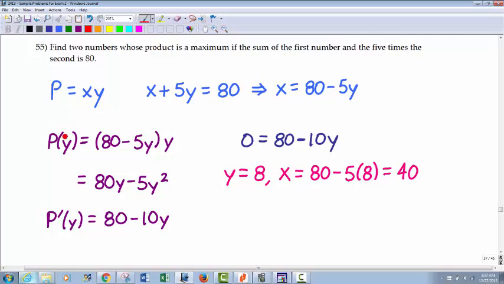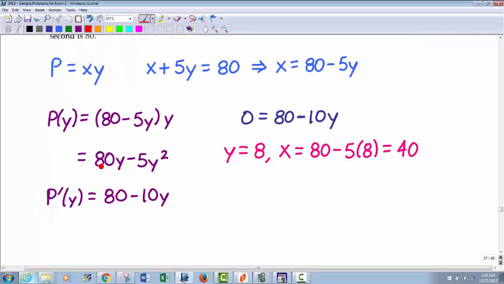So if x equals 80 minus 5y, now you notice I've labeled this p as a function of y. So x is 80 minus 5y times y. Distribute that, you get 80y minus 5y squared. Take the derivative, which is 80 minus 10y. Set that equal to 0, because these answers, the maxes, are always coming from the critical numbers.